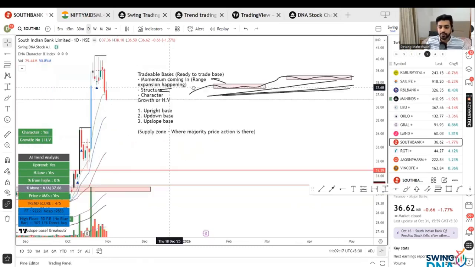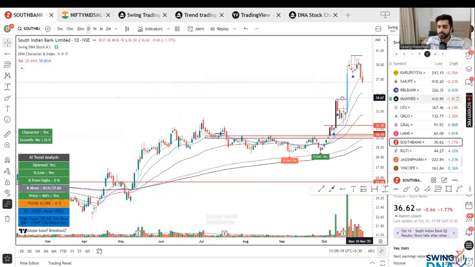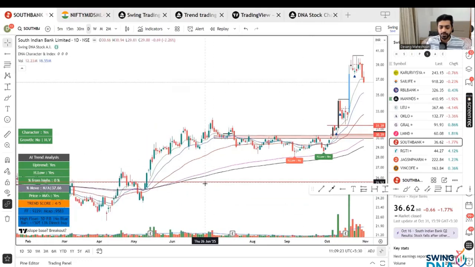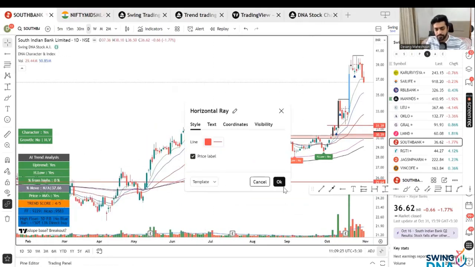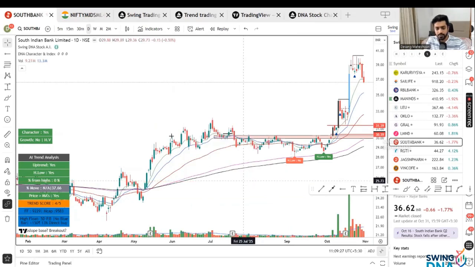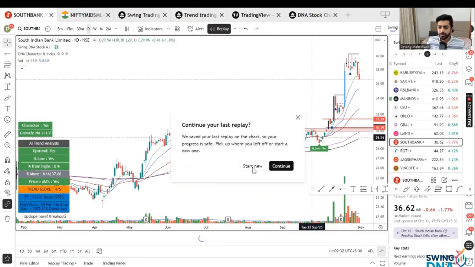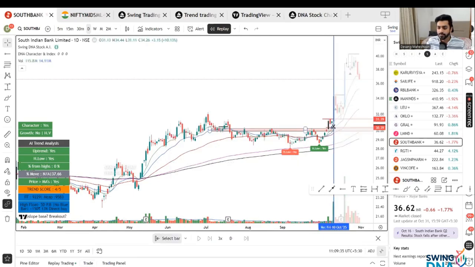So once you have momentum, let's see some example. This is a very recent example, South Indian Bank. Now look at this stock. These are all the moving averages and uptrend. Let's replay it and then see on this particular day. Let's see till here.